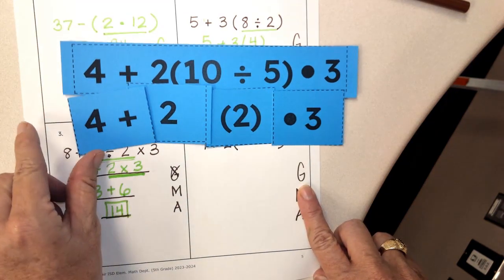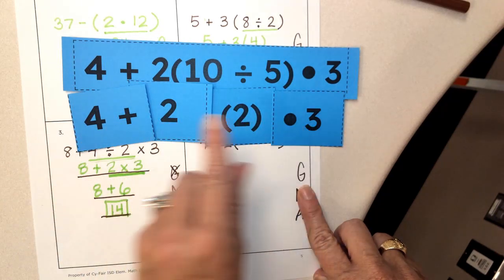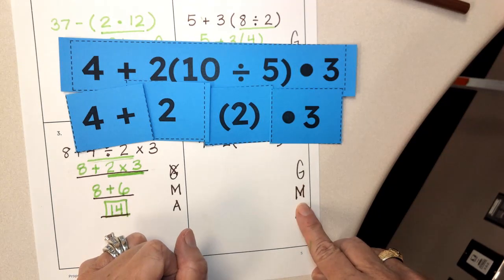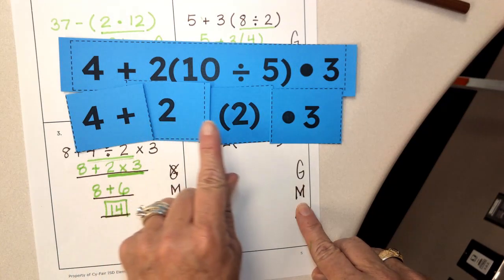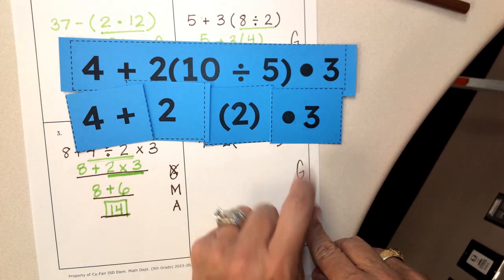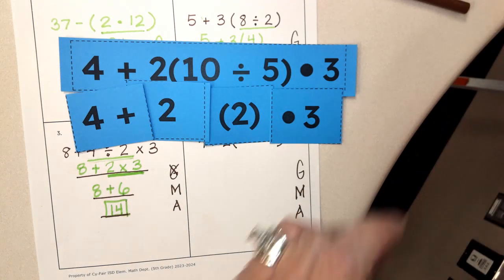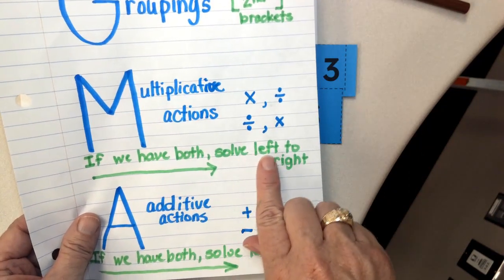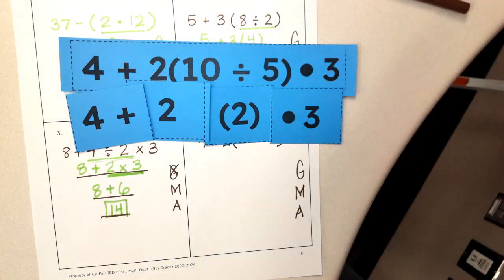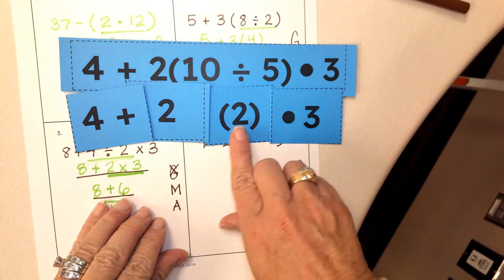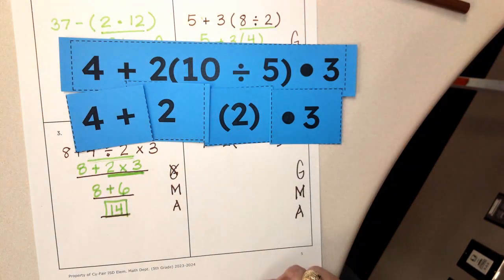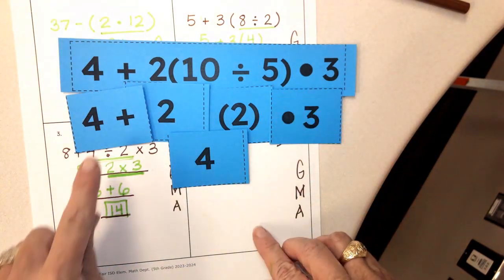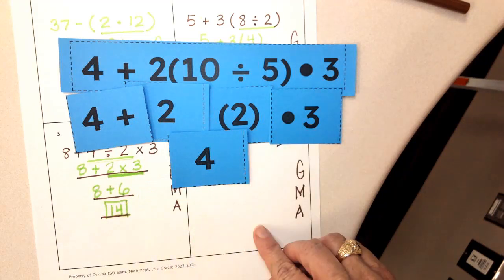So now I'm going to survey my problem again, and I'm looking for, well, I don't have any more groupings, so I'm going to look for multiplicatives. So I see adding, I see multiply, and I see multiplying again. So remember, when we refer back to our notes, if we have both, we solve the one that is on the left first, moving left to right. So I have 2 groups of 2, and 2 groups of 2 is going to give me the answer 4.